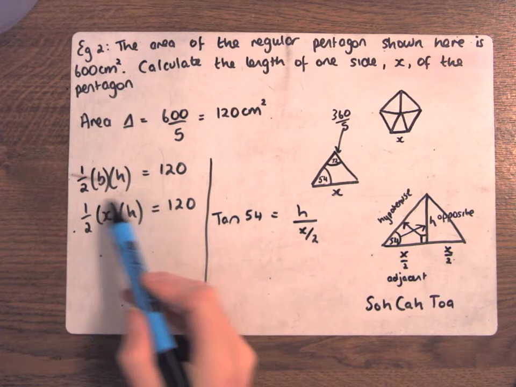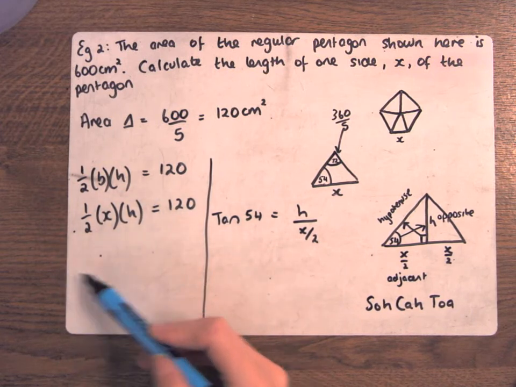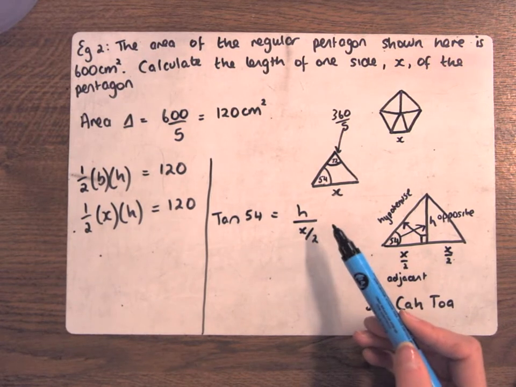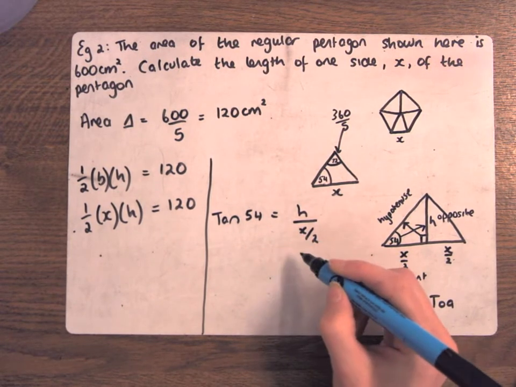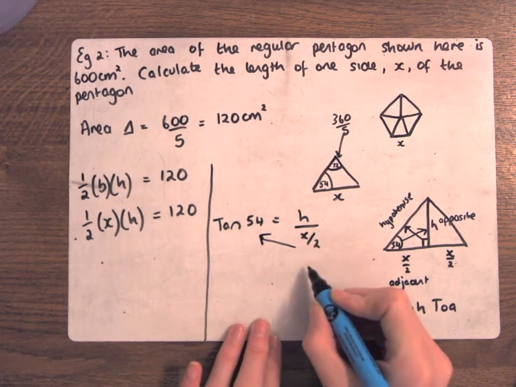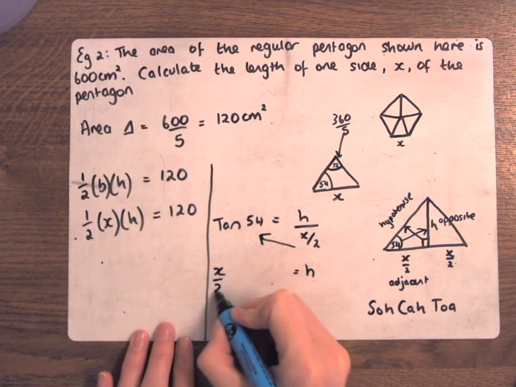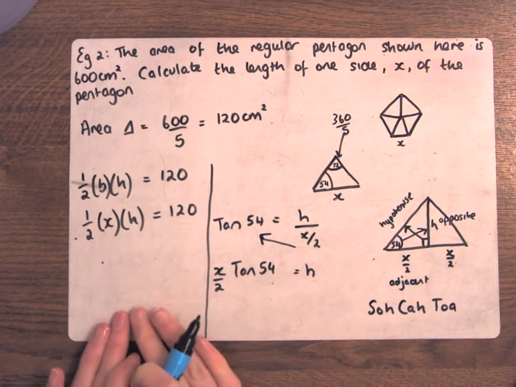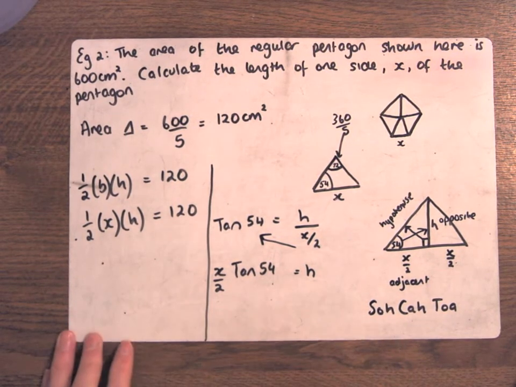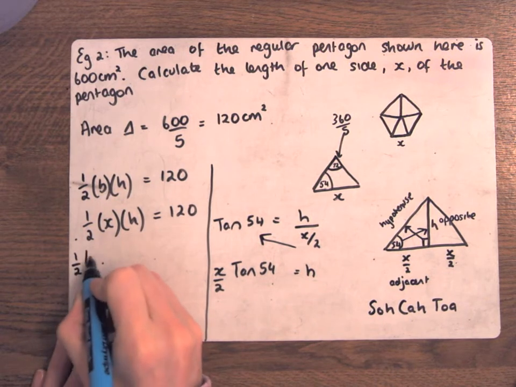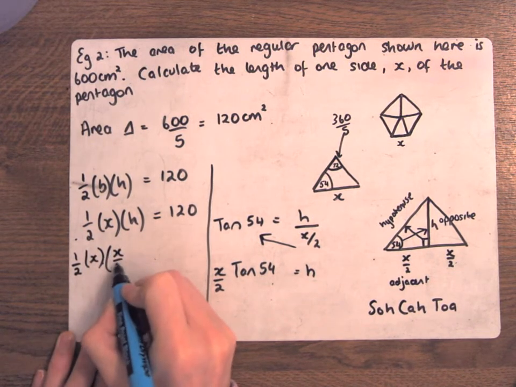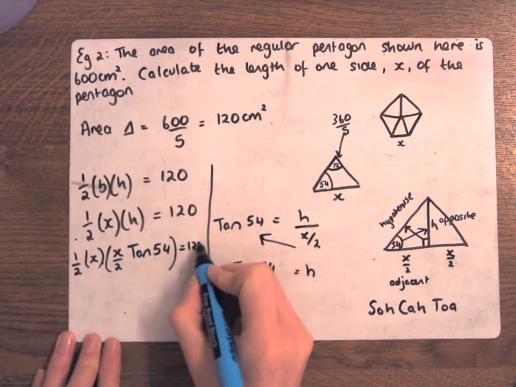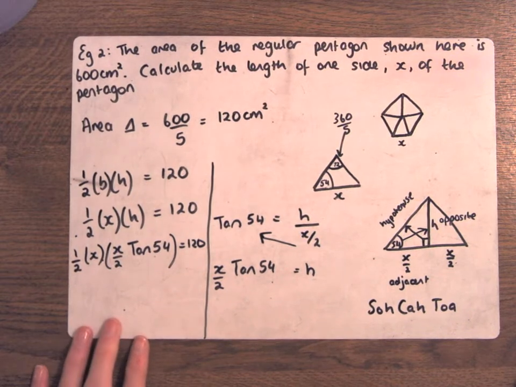What am I looking for over here? What do I need to fill in? The h. So I need to find out what h is over here. So where does that x over 2 go? Up. Exactly. So h is x over 2 tan 54. So anywhere I see h over here, I'm going to put x over 2 tan 54. Okay? Half of x by x over 2 tan 54. So just filling into my formula.